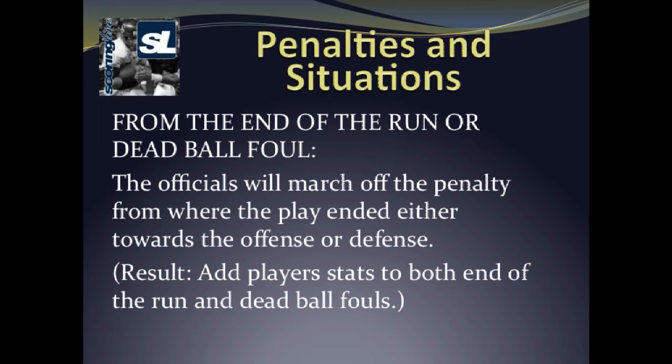Okay, the next type of penalty is from the end of the run or dead ball foul. The officials will march off the penalty from where the play ended, either towards the offense or defense. Okay? The result is add the player's stats to both at the end of the run and then record the penalty for the dead ball foul.